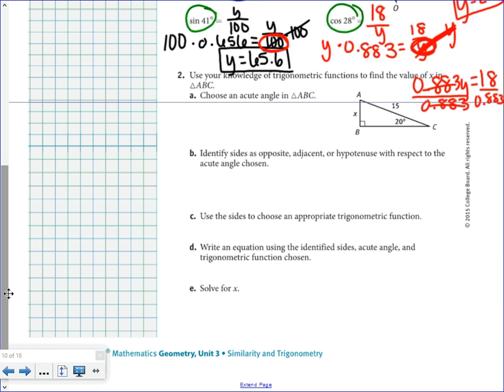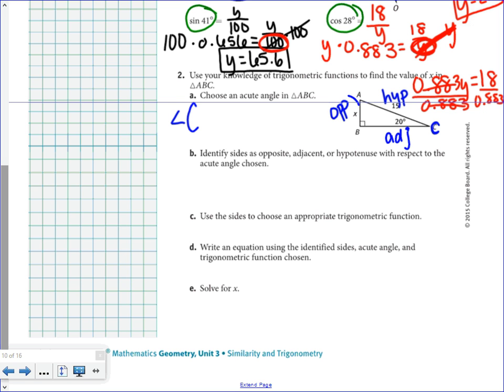There are 2 different options that you can pick. You can either pick A or you can pick C. So if you pick angle C, angle C is right here. You need to label your opposite, your adjacent, and your hypotenuse. So the hypotenuse is the 15. The adjacent is this base, BC. And then your opposite is this X.